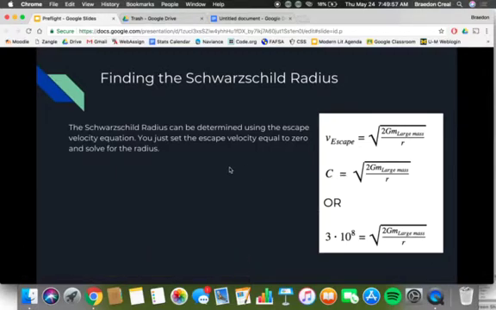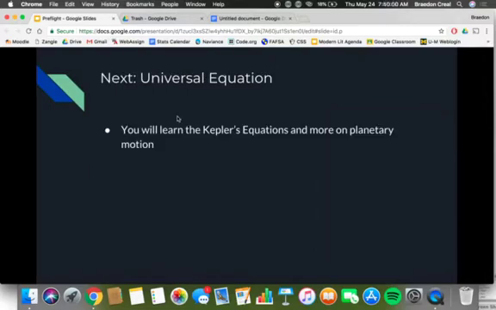Next, you will learn Kepler's equation and more on planetary motion.